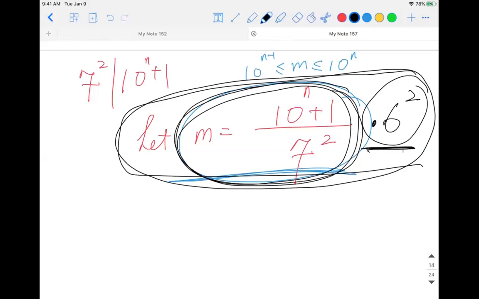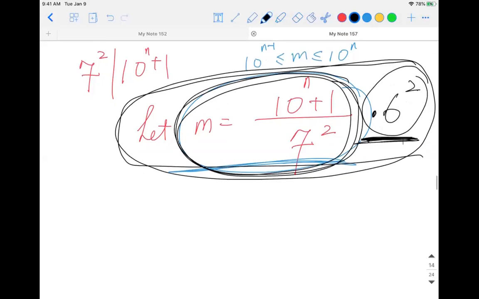But you always need to jump a little bit to have the construction. Times 6 square. You will make sure m will be an n-digit number. So that's exactly what m should be. Is that right? As long as 10 to the power of n plus 1 is a multiple of 7 square, you can always construct such an m.